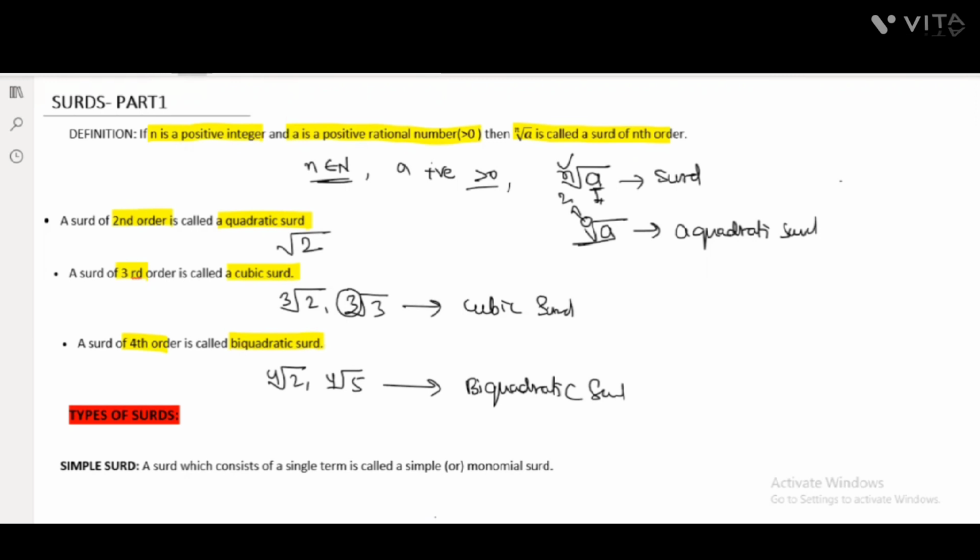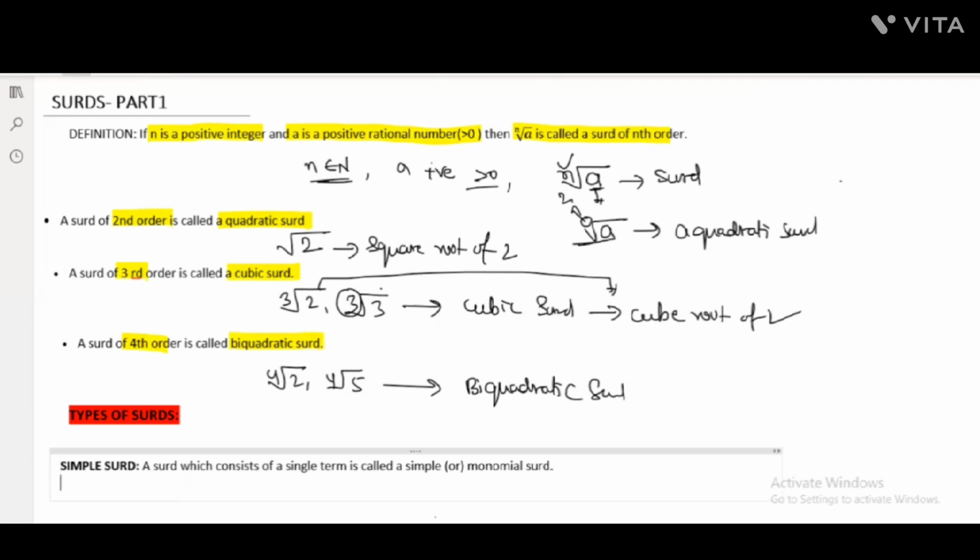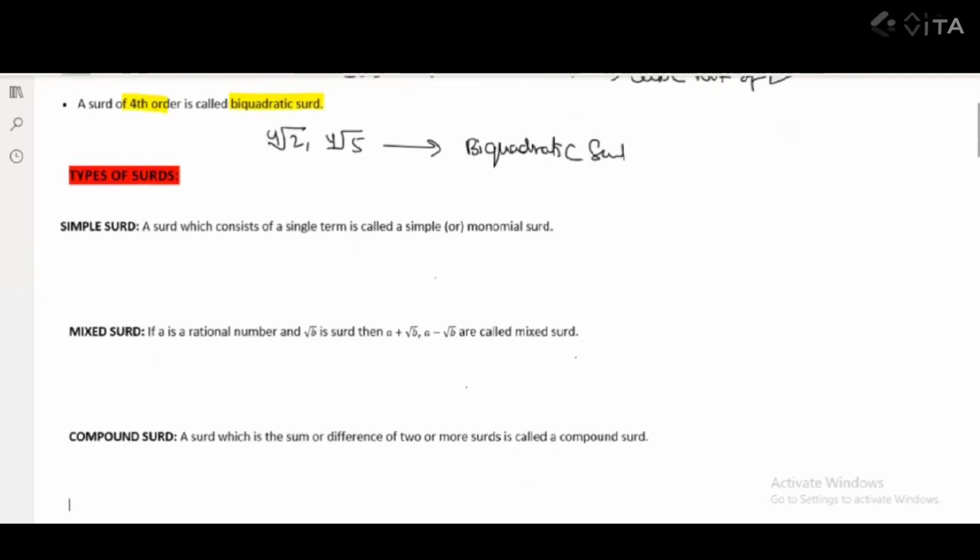That means the square root of 2. How can we pronounce that? Square root of 2. Similarly, we can call these cube root of 2, fourth root of 2, fifth root of 2, and so on, depending on the power. So this is the definition of the surd.